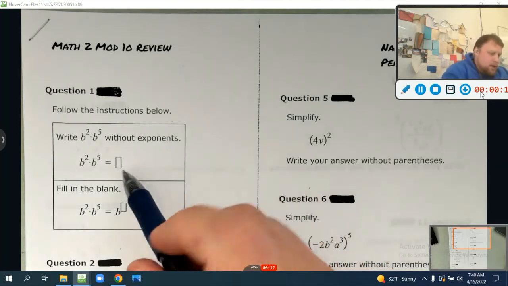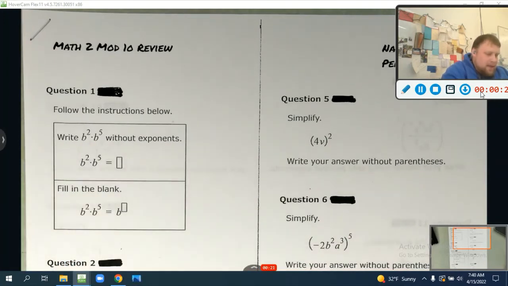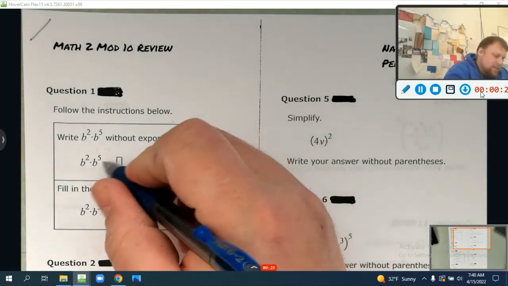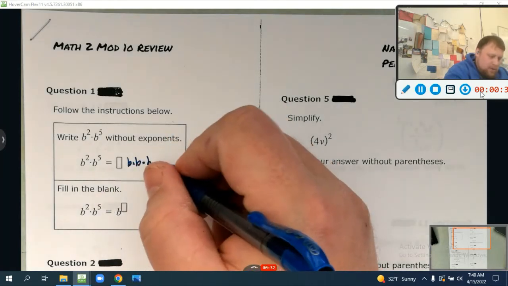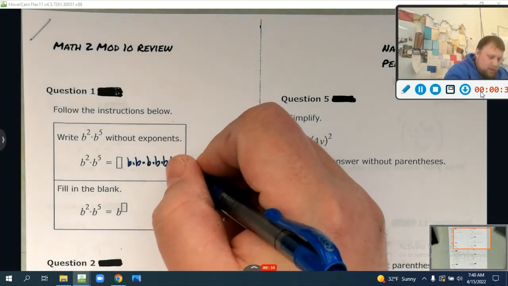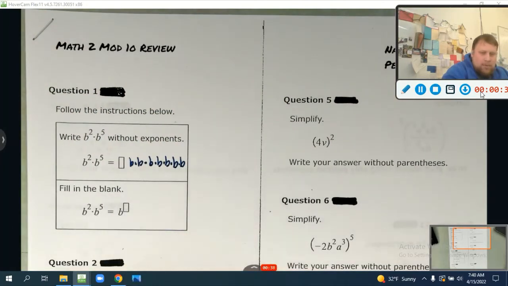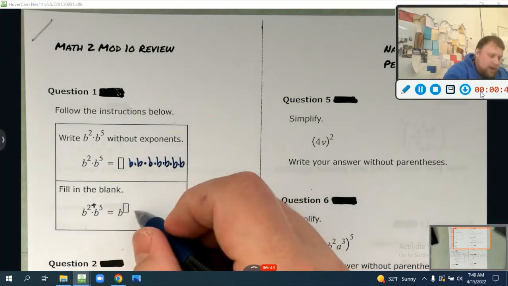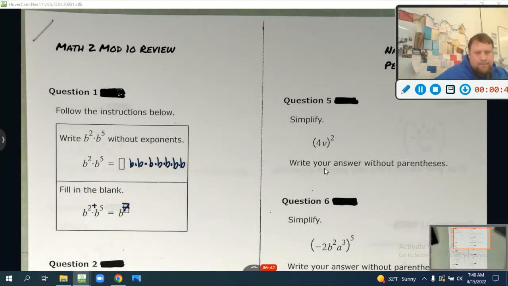So let's go. Write b to the second times b to the fifth without exponents. Without exponents. Oh, that means we got to expand it. So that b to the second is b times b, and then this is times, and we got 5 more b's. 1, 2, 3, 4, 5. Perfect. And now we need to just put them together, because how many total are there? Well, we can count there's 7, but really we just add 2 plus 5, and that's b to the 7th power, right? Okay.